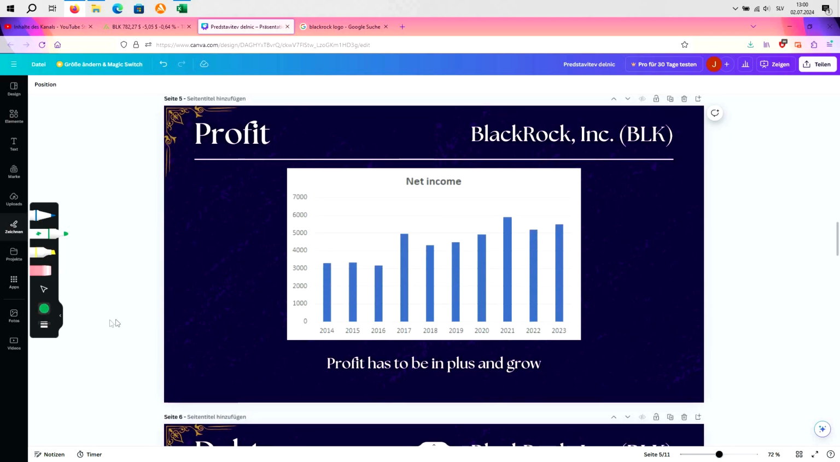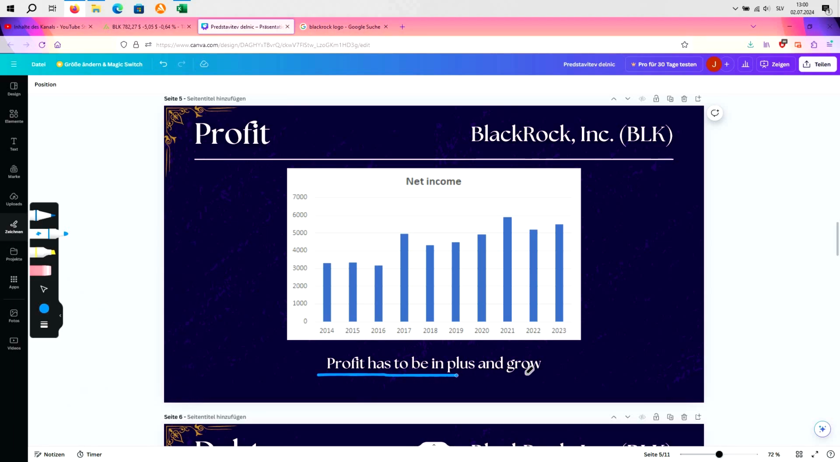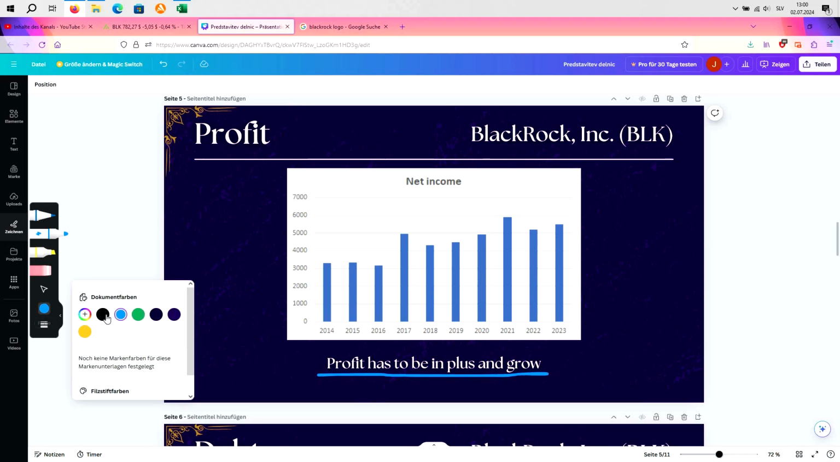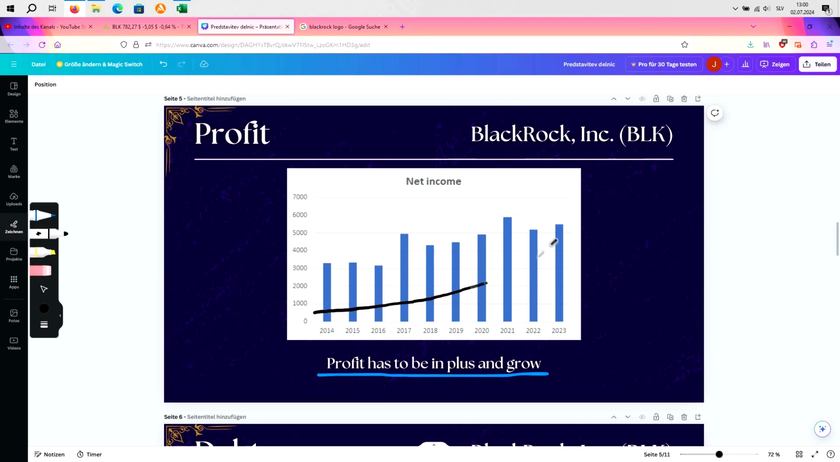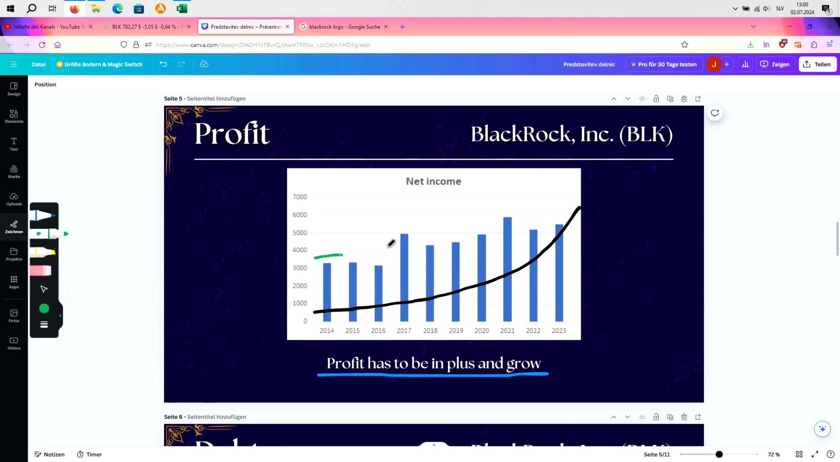Now we come to the profit, and for profit we also have a little instruction that tells us profit has to be in plus and it has to grow through all the years as well, okay? Now here is the exact same story, bro. I will first draw a little exponential growth line kind of like this. And now we are going to compare the profit chart with that exponential line. You can see that the profit chart also grows kinda exponentially. It follows that line. You can see the trend going upwards, which is exactly what we want to see. So that's good to go as well.